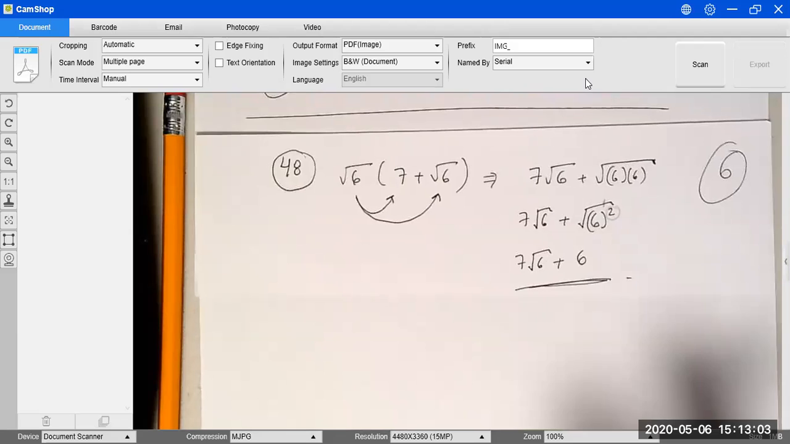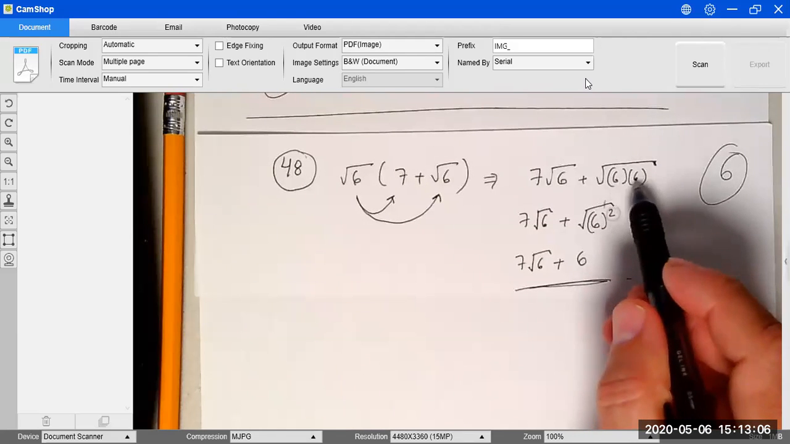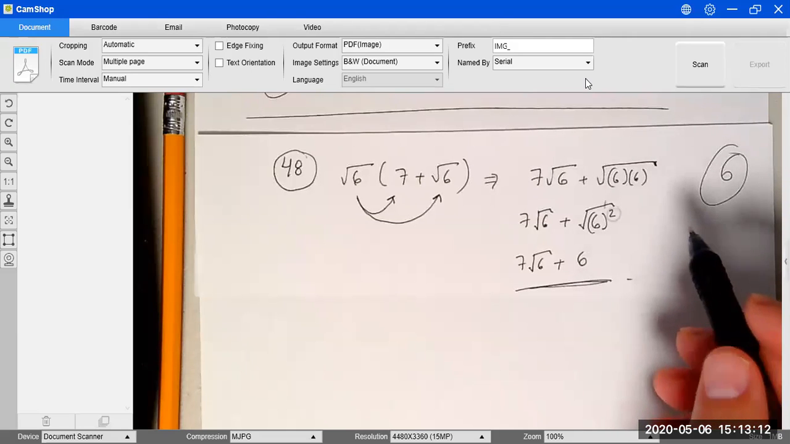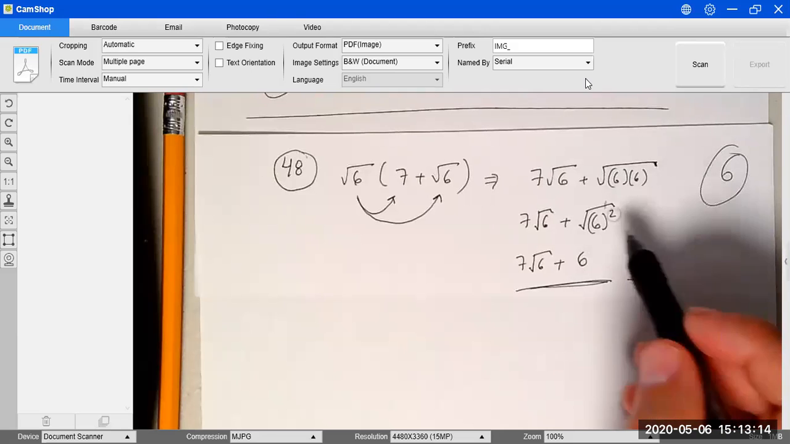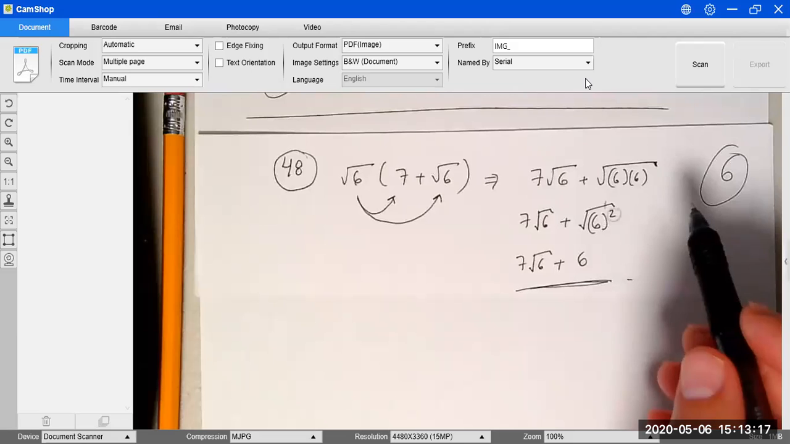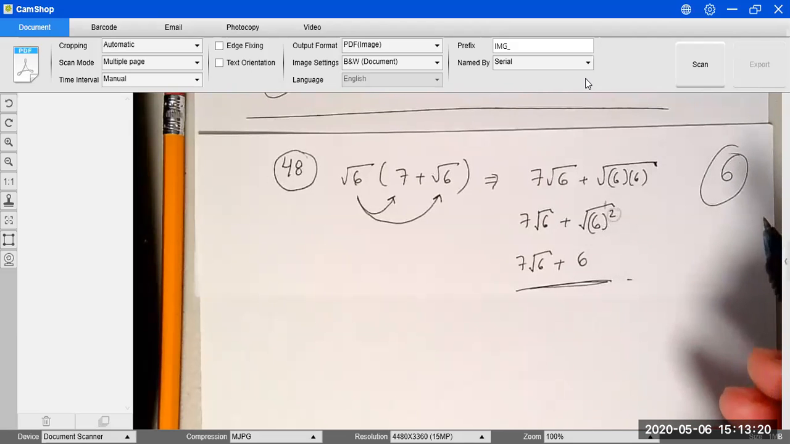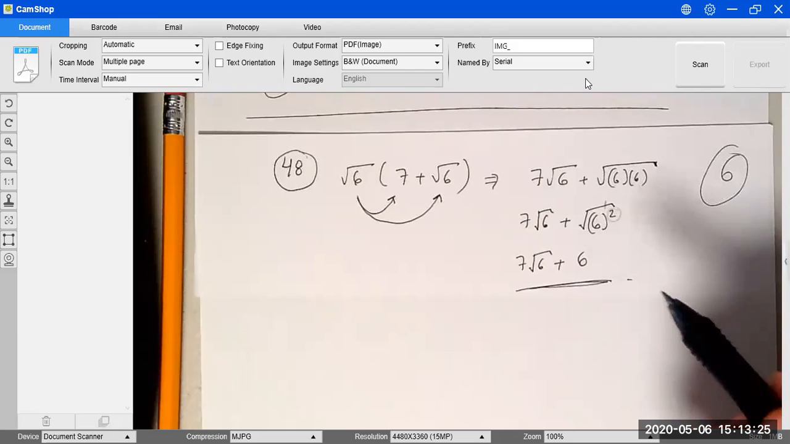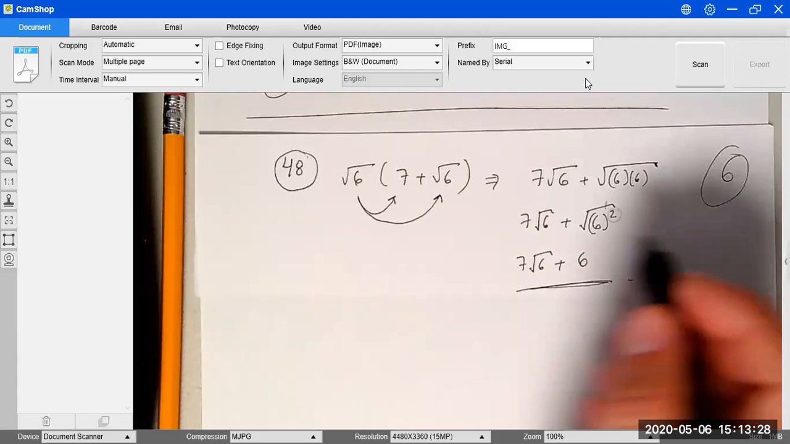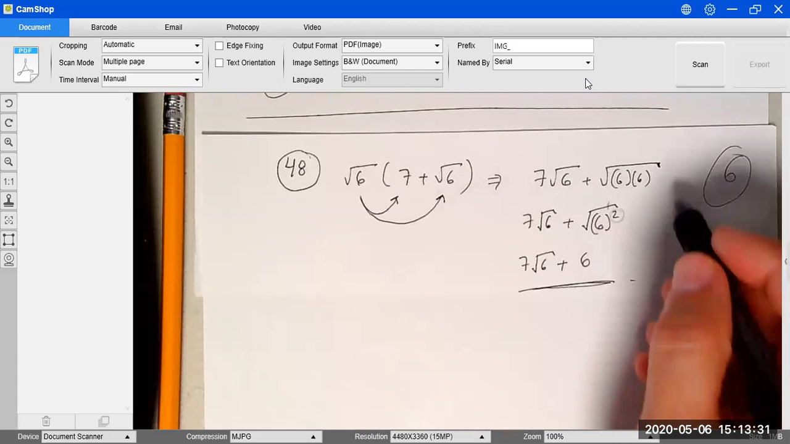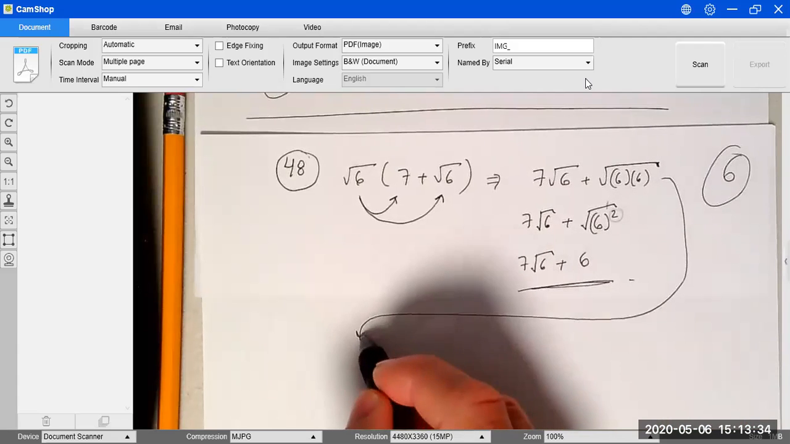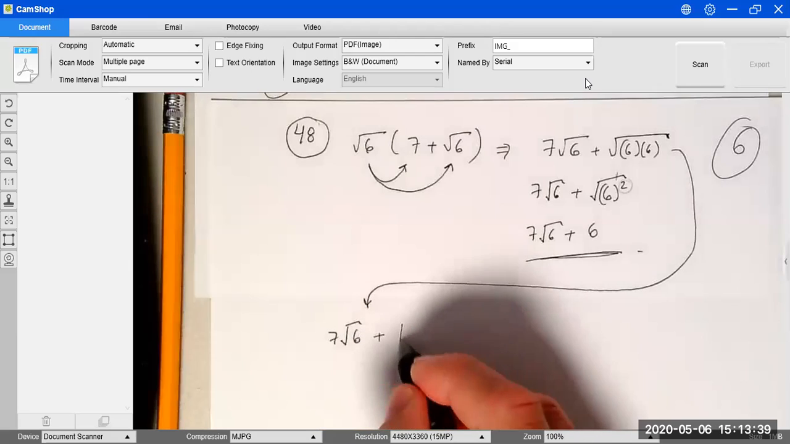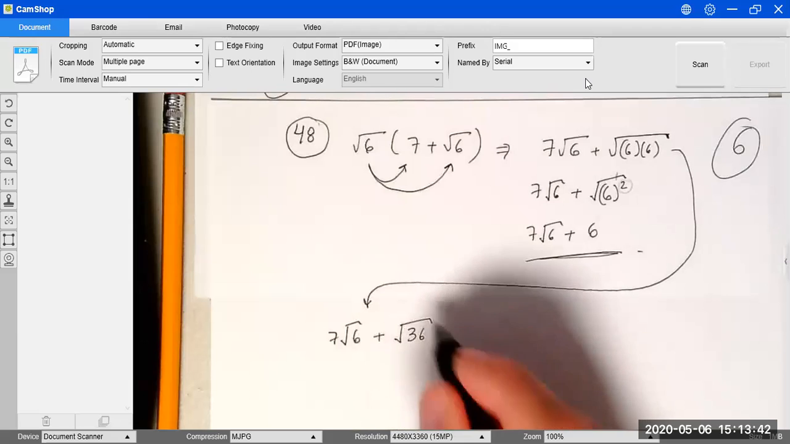Okay, so another way is that you're going to multiply 6 times 6, and you're going to get the square root of 36, and then you look for factors of 36. Those factors can be 6 times 6 again, or it can be 9 times 4, because 9 times 4 is also 36, and the important thing is the 9 is a perfect square, and also 4 is a perfect square. So that might be another way. So let's say that from here you get 7 radical 6 plus radical 36.